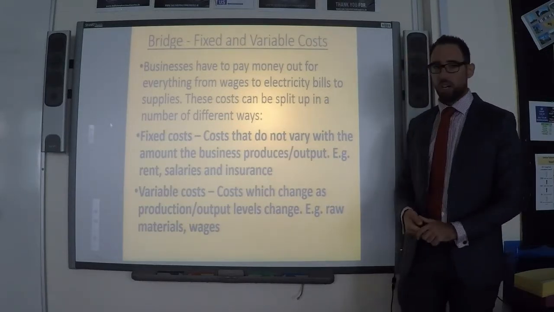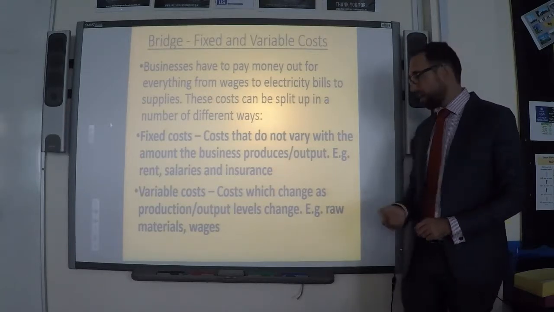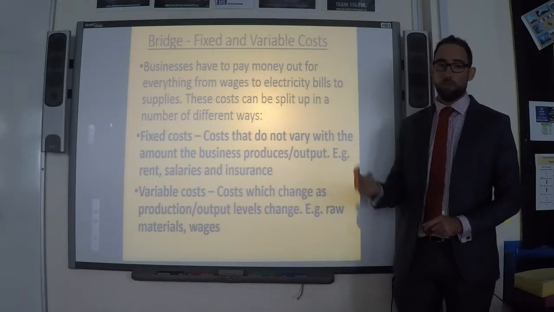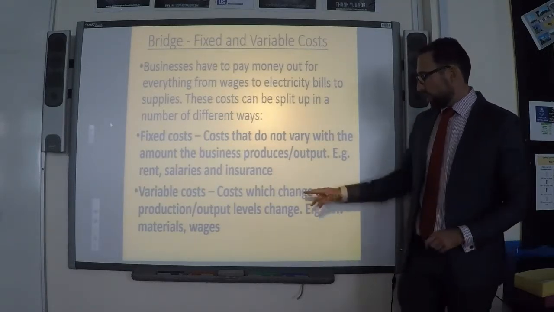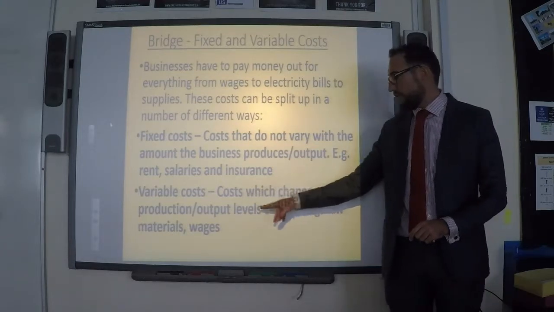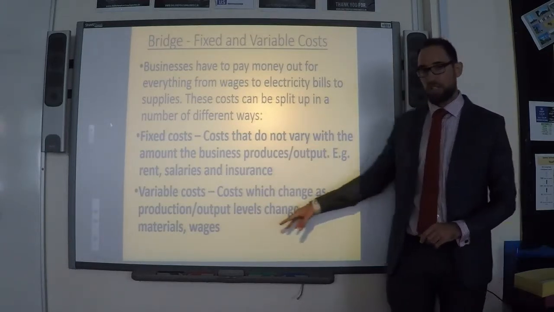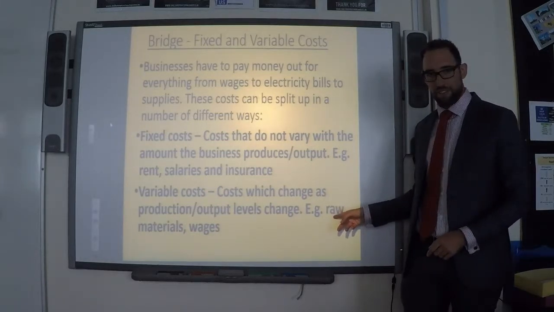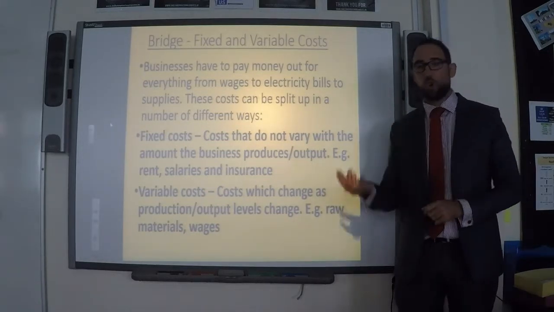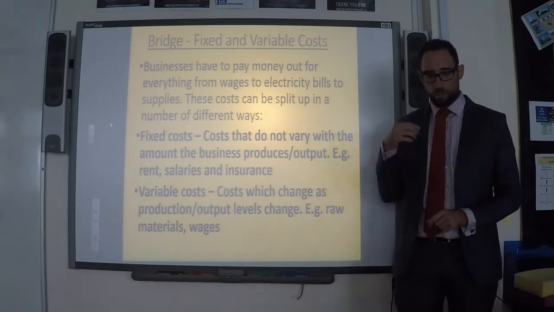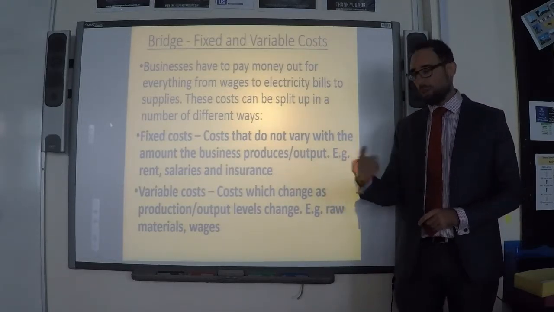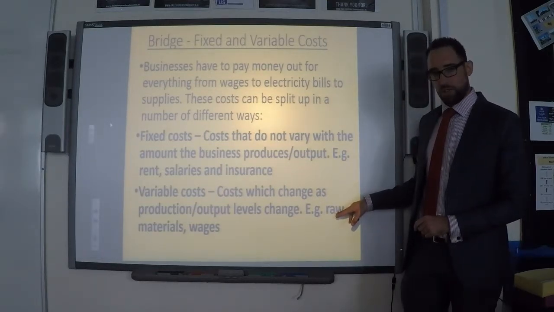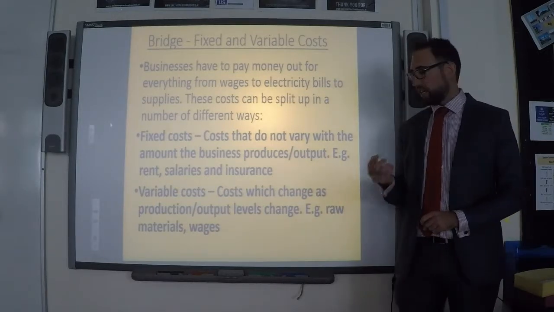Variable costs, however, are costs that do change with output. So you can say that variable costs increase as the business produces more. They go up with output. So they're costs which do change as production or output levels change, such as raw materials and wages. So if you produce nothing, you use no raw materials. If you produce 10, you use more raw materials, and if you produce 100, you use even more raw materials. So as production increases, the amount of raw materials that you need to buy increases.